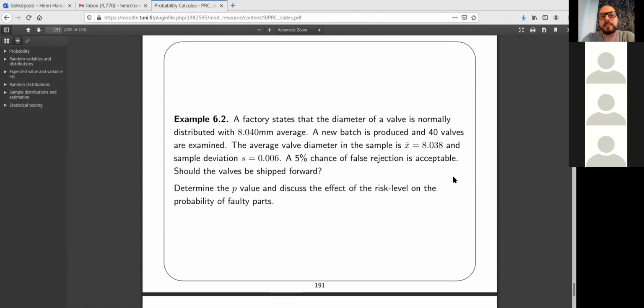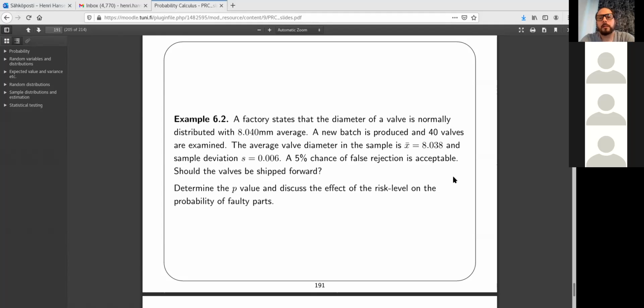A factory states that the diameter of a valve is normally distributed with an 8.040 millimeter average. A new batch of valves is produced and 40 valves are examined. The average valve diameter is 8.038 and the sample deviation S is 0.006. A 5% chance of false rejection is acceptable. Should these valves be shipped?